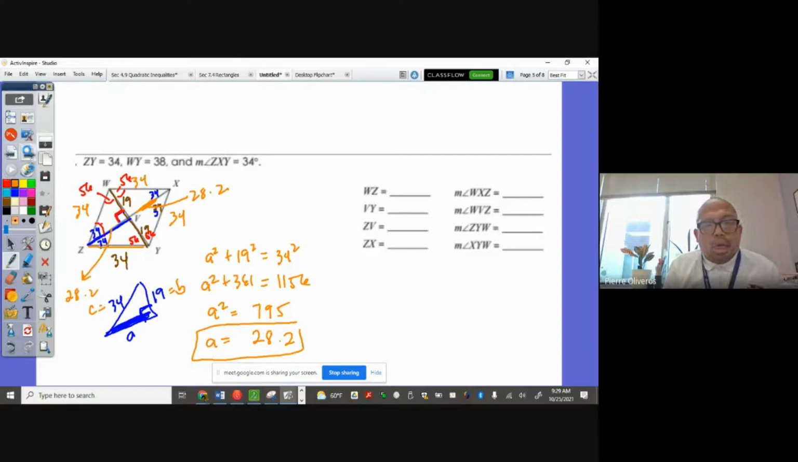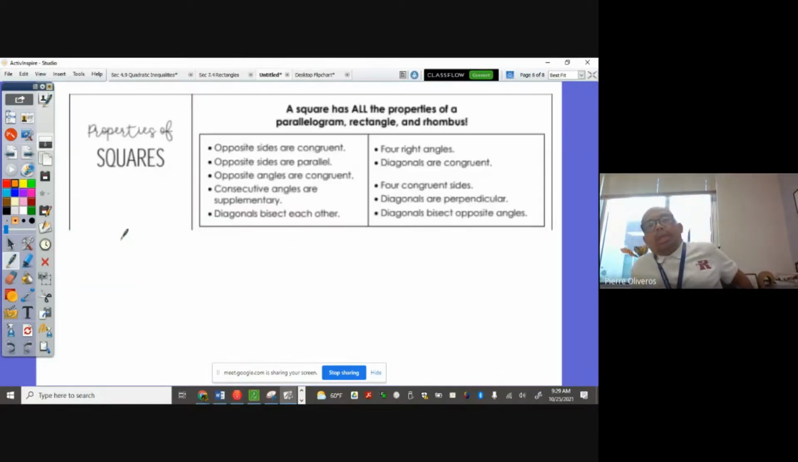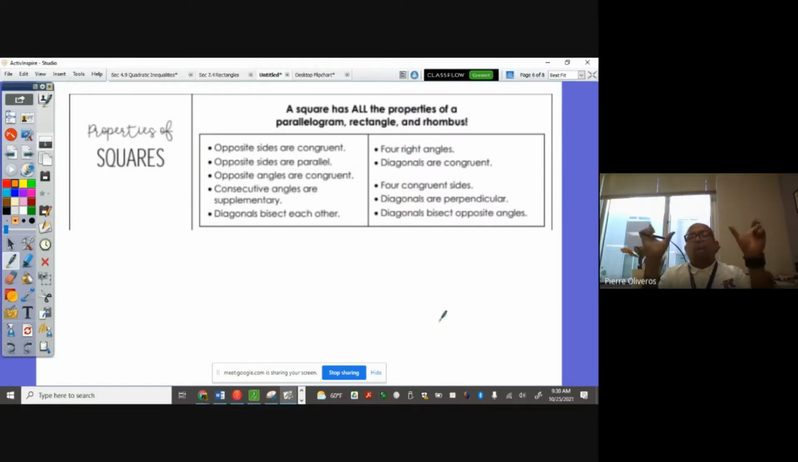Okay. All right. So let's go now to the next one, which is the square. Square is very simple. A square has all the properties of the parallelogram, rectangle, and rhombus. That's how perfect a square is. It covers all the beauty of rectangle and rhombus specifically. Because if it's a rectangle and rhombus, it has to be a parallelogram. So if you combine rectangle and rhombus, you put them together, it's going to be a square. Opposite sides are congruent, opposite sides are parallel, opposite angles are congruent, consecutive angles are supplementary, diagonals bisect each other. These are all coming from the parallelogram.